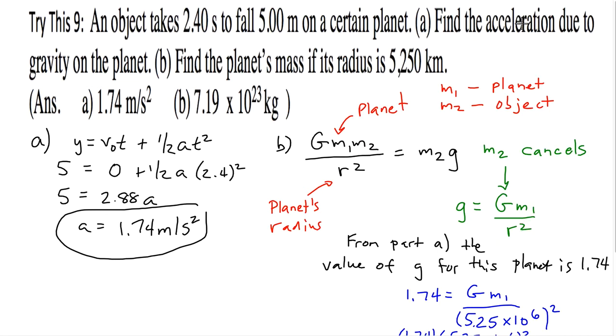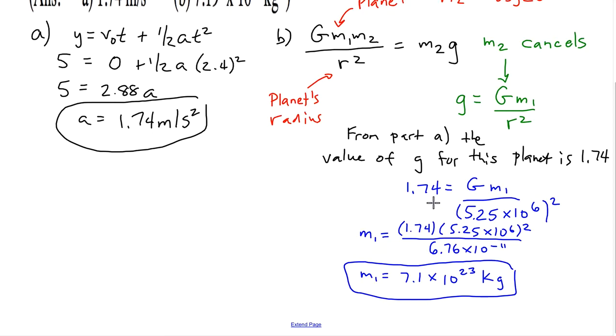Now, in part A again, here it says, find the acceleration due to gravity on the planet. They've given you PVAT information. It takes 2.4 seconds to fall 5 meters on this planet. So again, I've simply plugged that into PVAT using this formula, and I've determined the acceleration of gravity on this planet, 1.74. And then finding the planet's mass is just about taking this formula that we just talked about, g equals G M1 over R squared. And we just found out that g on this planet is 1.74. And we're trying to find its mass, and the radius is 5,250 kilometers. So I have all the numbers that I need, and I turn kilometers, of course, into meters, and I plug it all into the formula and solve for M1.